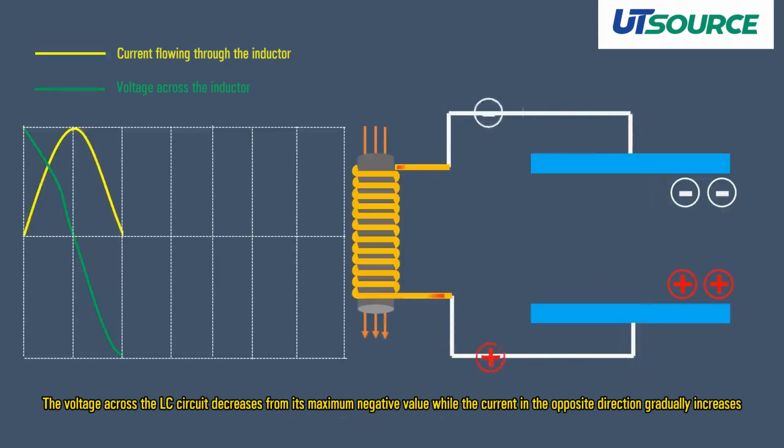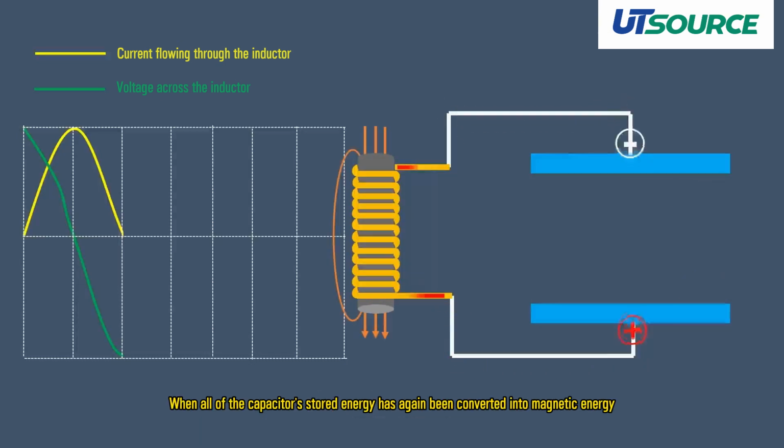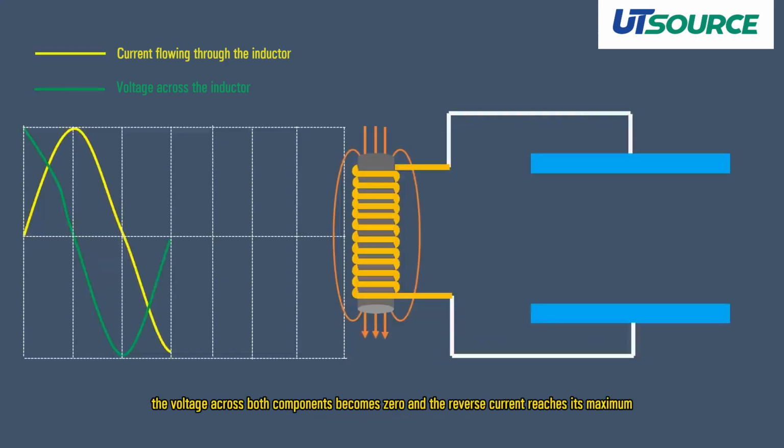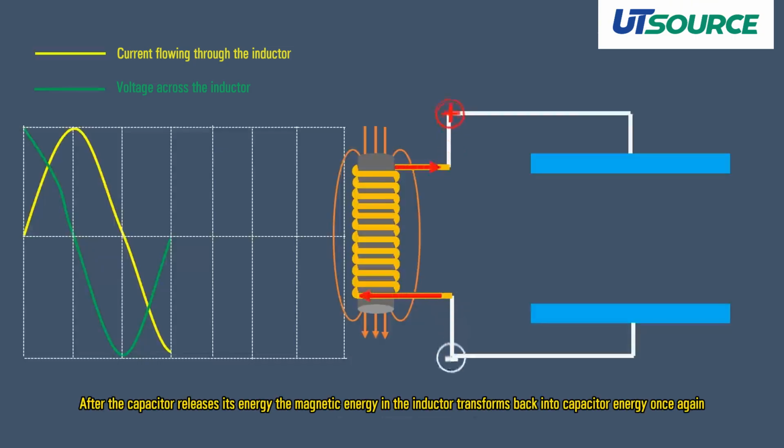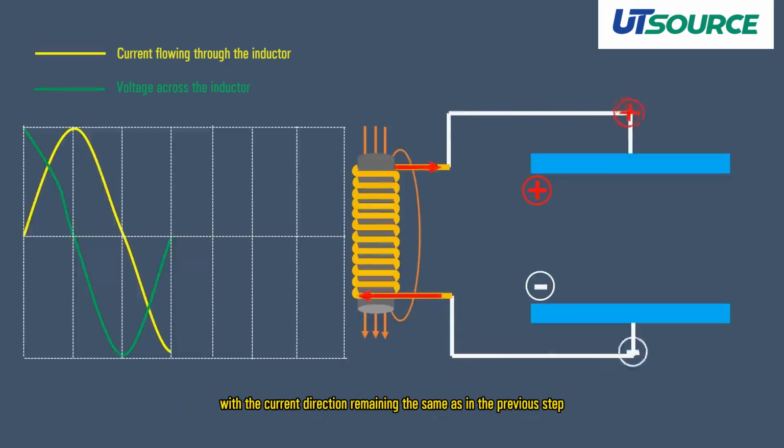The voltage across the LC circuit decreases from its maximum negative value while the current in the opposite direction gradually increases. When all of the capacitor's stored energy has again been converted into magnetic energy, the voltage across both components becomes 0 and the reverse current reaches its maximum. After the capacitor releases its energy, the magnetic energy in the inductor transforms back into capacitor energy once again, with the current direction remaining the same as in the previous step.